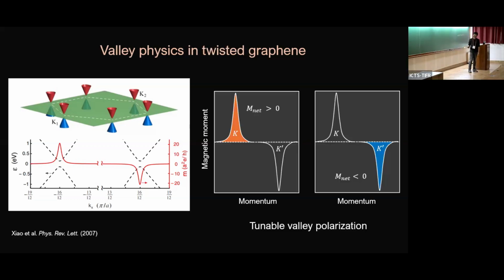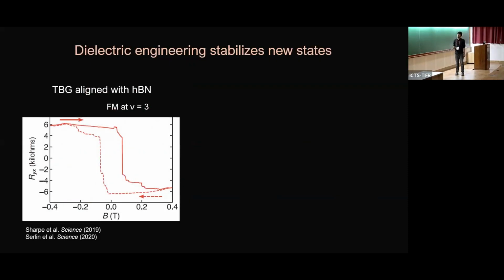And if you break certain symmetries like inversion symmetry, you can see magnetic moments that are different in the K and K prime valleys, and you can tune the valley polarization by changing the carrier density in the system. For example, here you are in the K valley, and just by tuning the carrier density, you can go to the K prime valley, which I am going to focus on. So the system becomes more tunable, and as I said, you can break inversion symmetry by aligning with HBN.